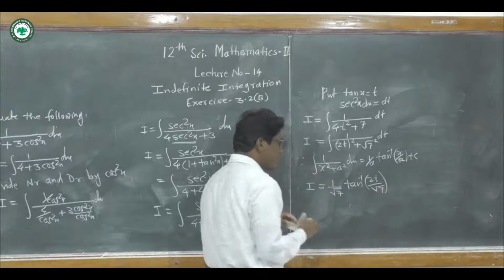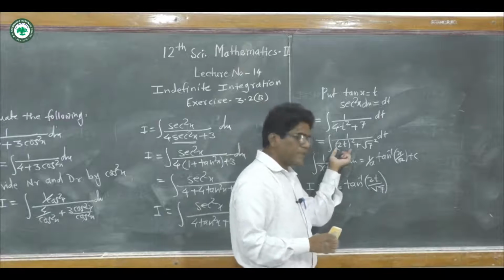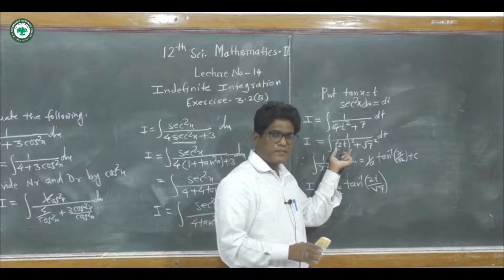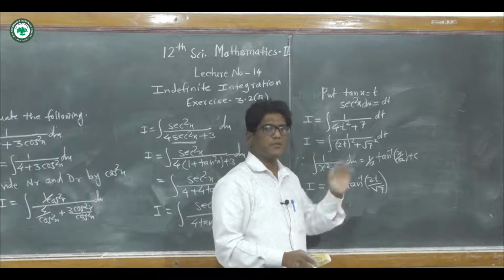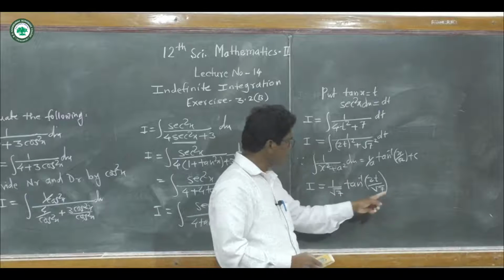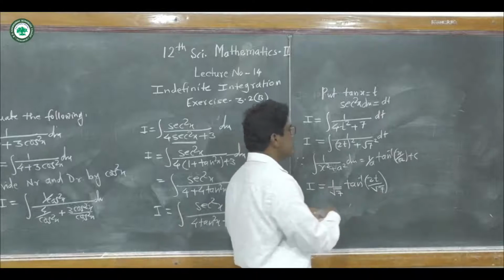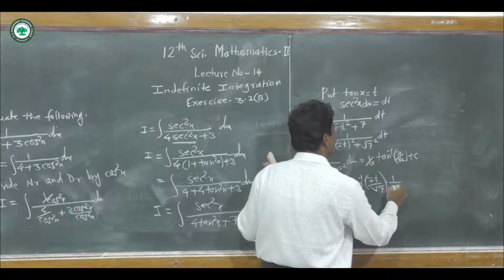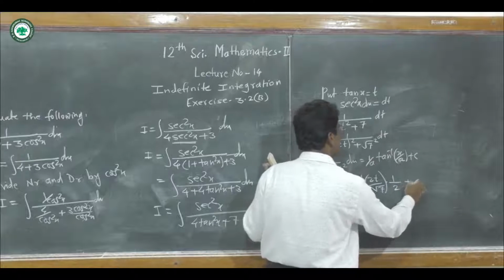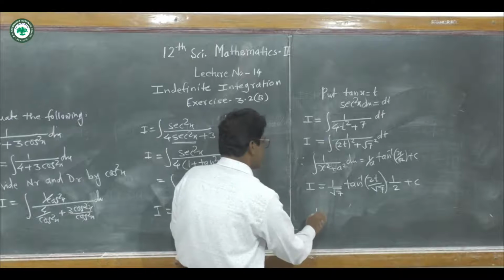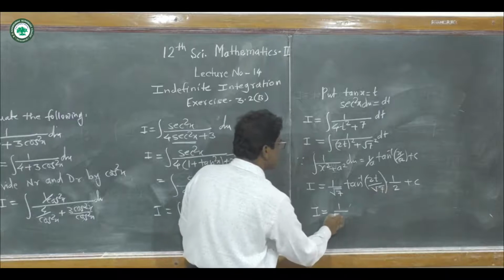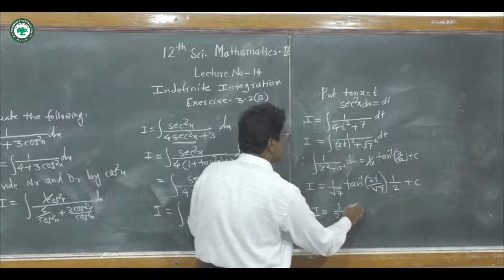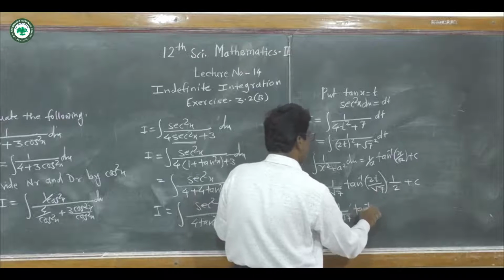And now see here, in place of t there is 2t, so we take the derivative of 2t as 2 into derivative of t. Derivative of t is 1, so 2 into 1, so we divide this by 2, means here we multiply by 1 upon 2, plus constant of integration. So the final solution is I is equal to 1 upon 2 root 7 tan inverse of 2.